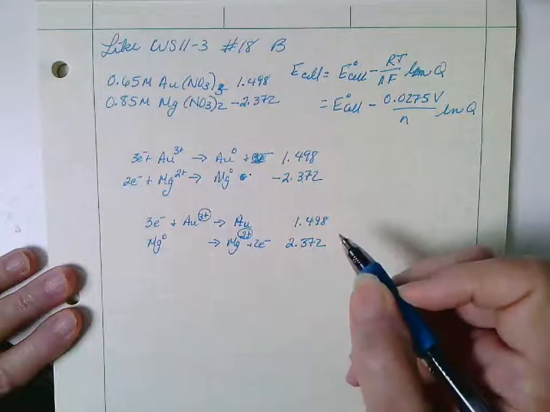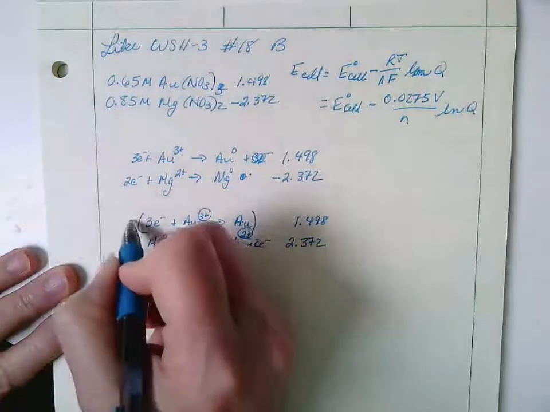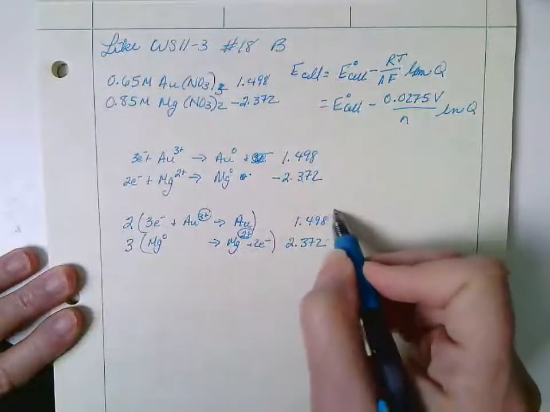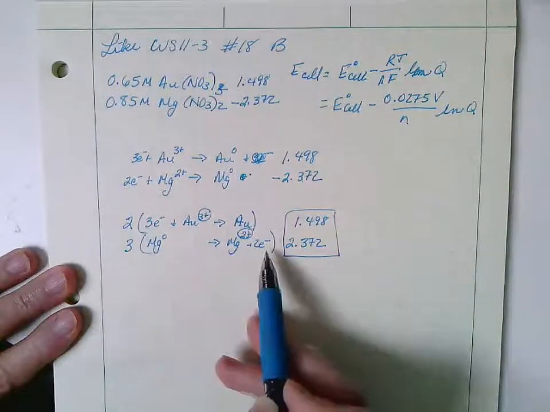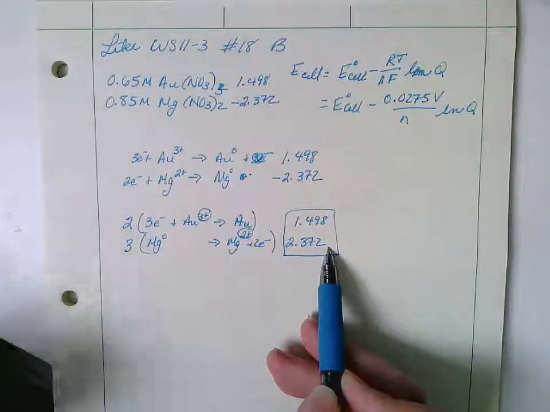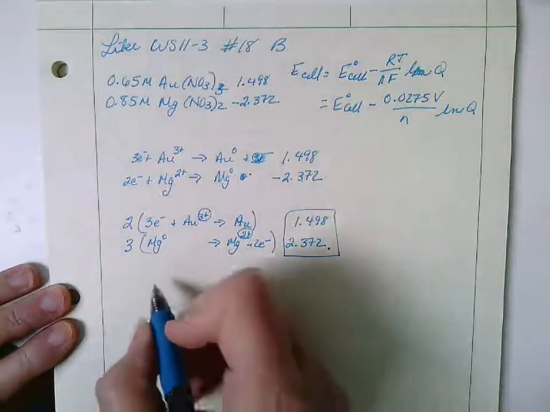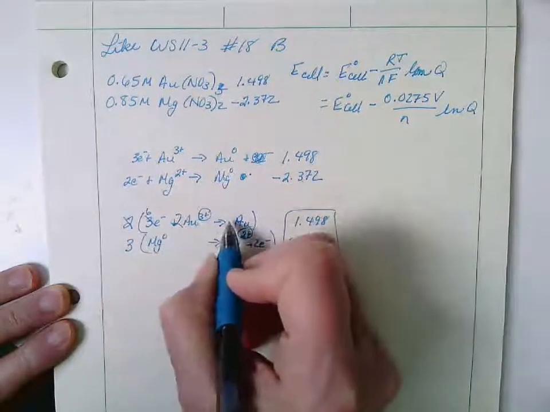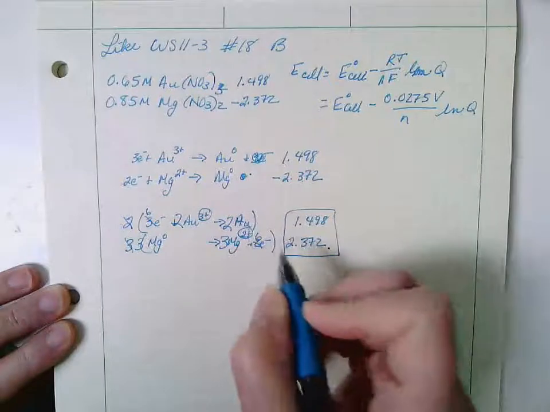Now, I have to get the number of electrons transferred to be the same. So I'm going to multiply this one through by 2, and I'm going to multiply this one through by 3. I do nothing to these two numbers. This is the only time when I multiply by a factor, I don't also multiply the value by that constant as well. So I'm going to end up with 6 electrons, 2 and 2. I'm going to end up with 3, 3, and 6 electrons.